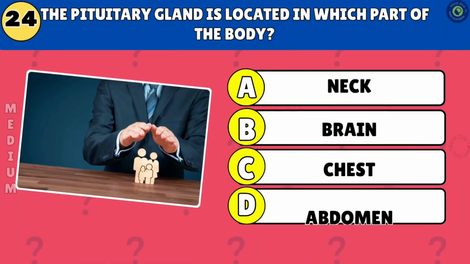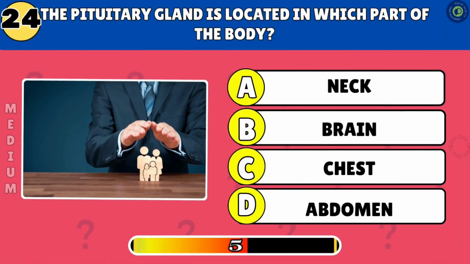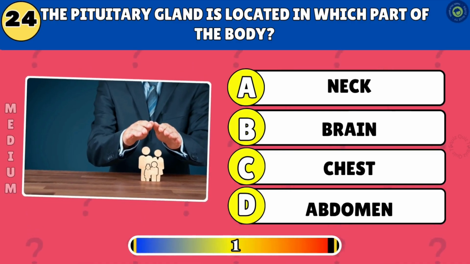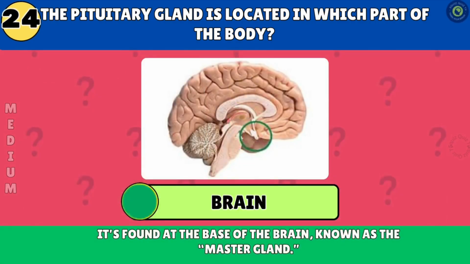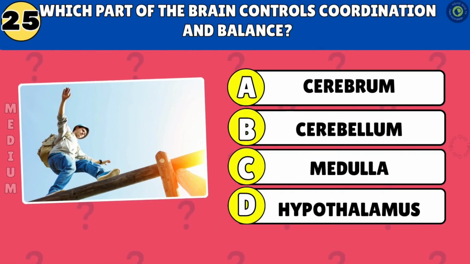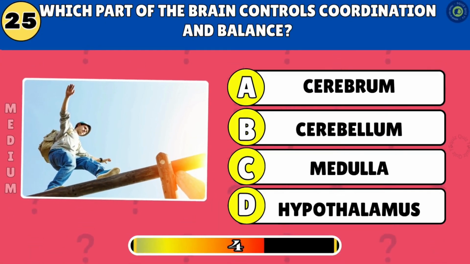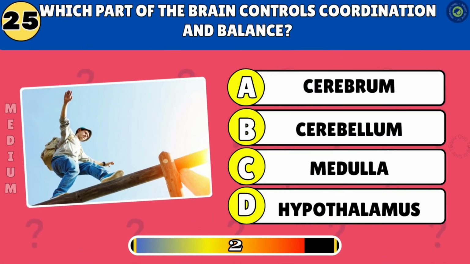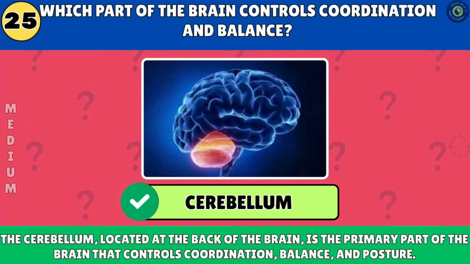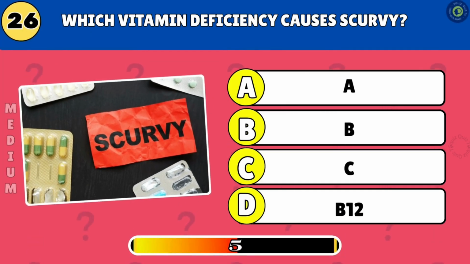The pituitary gland is located in which part of the body? Which part of the brain controls coordination and balance? Which vitamin deficiency causes scurvy?